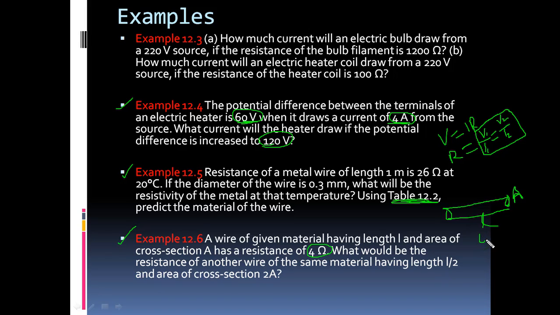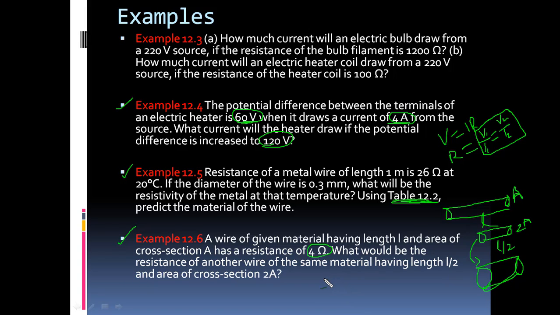We take another wire whose length is L by 2 and cross-sectional area is 2A. Here the cross-sectional area is A, here the cross-sectional area is 2A. 2A means it would be somehow like this. Like this, the wire is length L by 2, cross-sectional area 2A.